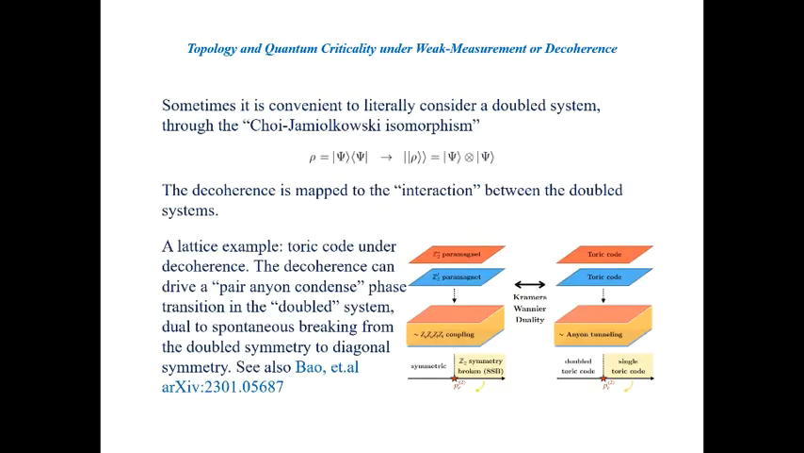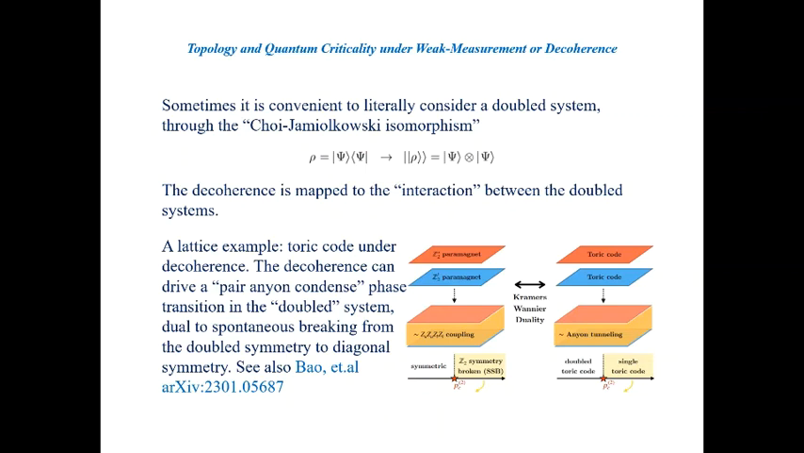For example, there's another more explicit lattice model. We can take an exactly solvable toric code wave function, and we turn on decoherence. Sometimes it's even more convenient to literally do a transpose onto this side of phi. Now this matrix becomes a state in a doubled Hilbert space, and this density matrix problem literally becomes a problem of two coupled layers of the toric code model.